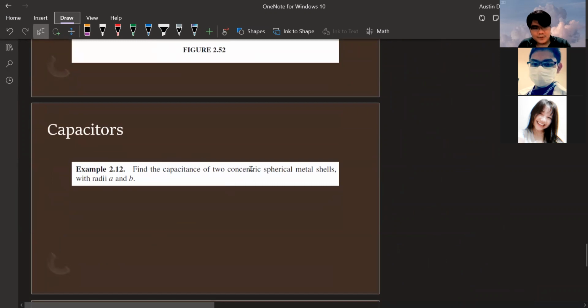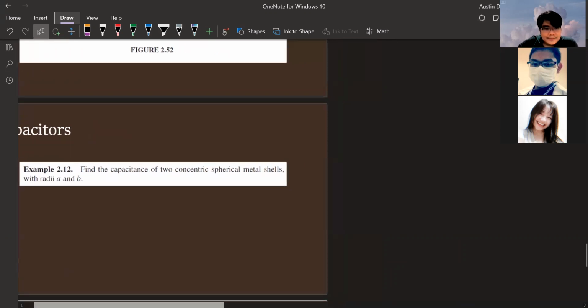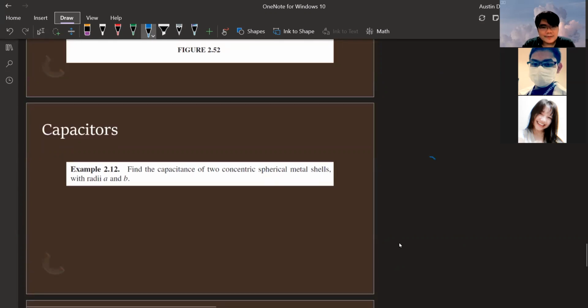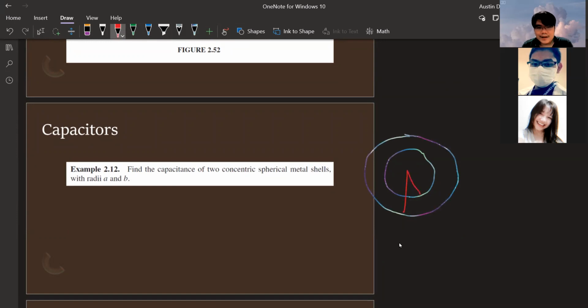Okay, next, find the capacitance between two concentric spherical metal shells with radii A and B. So drawing muna tayo ng problem natin. Okay, two concentric spherical metal shells. Metal shell pa lang. So, you have that, spherical. Then you have two radii, A, B. Okay, so store ko ngayon si Q plus inside. Q plus, then this is Q minus.